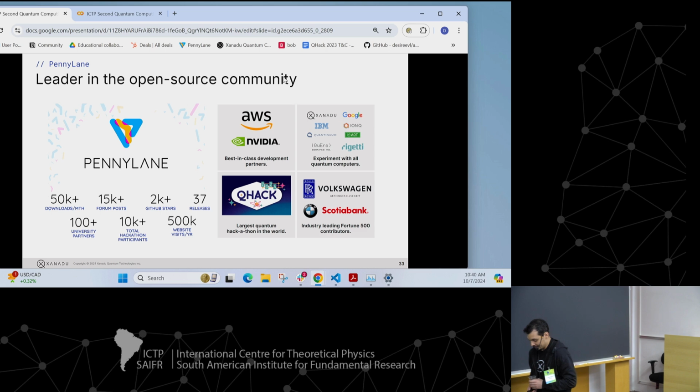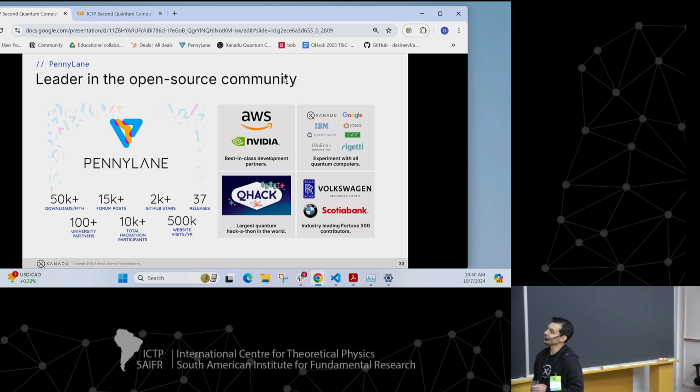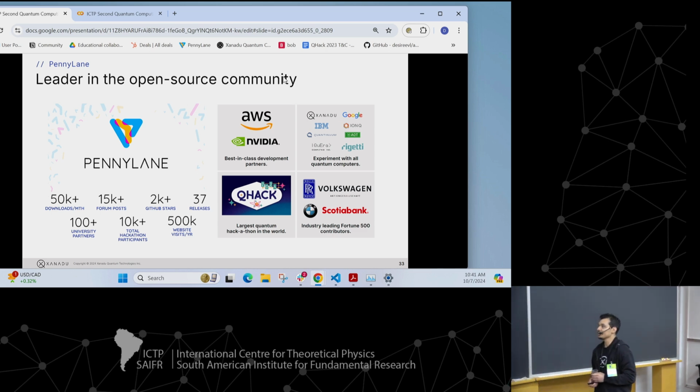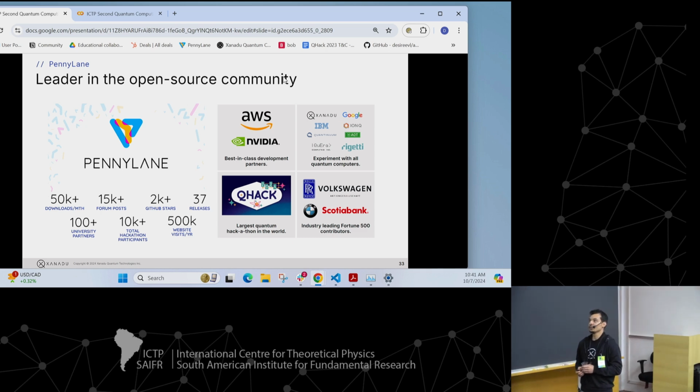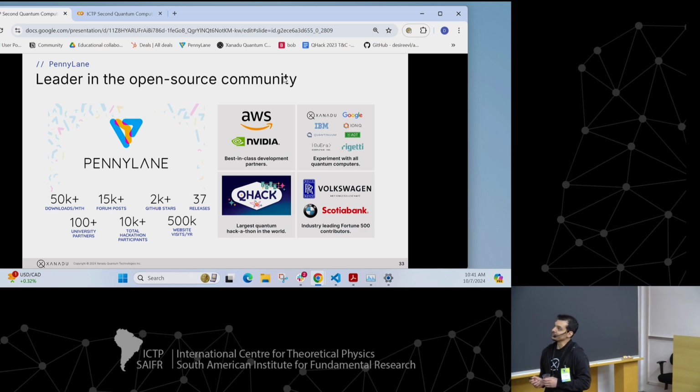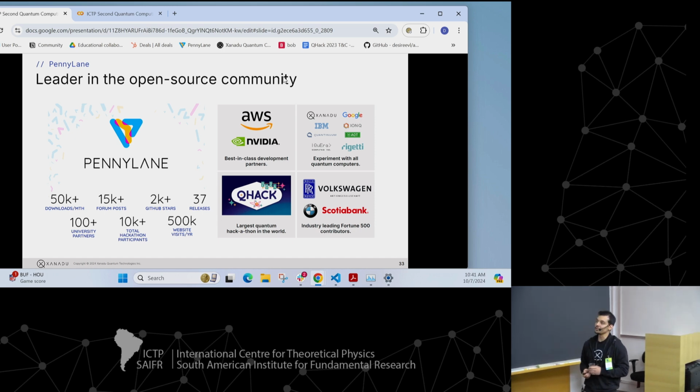PennyLane is about 6 years old now, so it's a little bit younger than Xanadu itself, and it has grown considerably since then. We've partnered with a lot of different institutions and companies to develop different features, different plugins, different applications of PennyLane. We are at about 37 releases now. Typically every month and a half, you have a new release of PennyLane. And it is something that we are trying to promote heavily in universities, in training future researchers like yourself. So we've helped about 100 universities introduce PennyLane into university curricula.